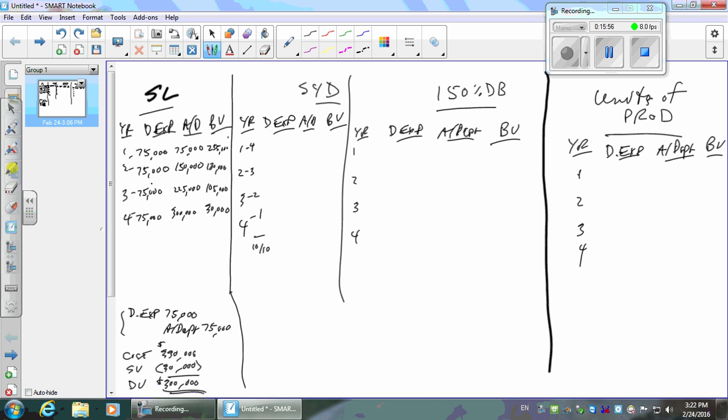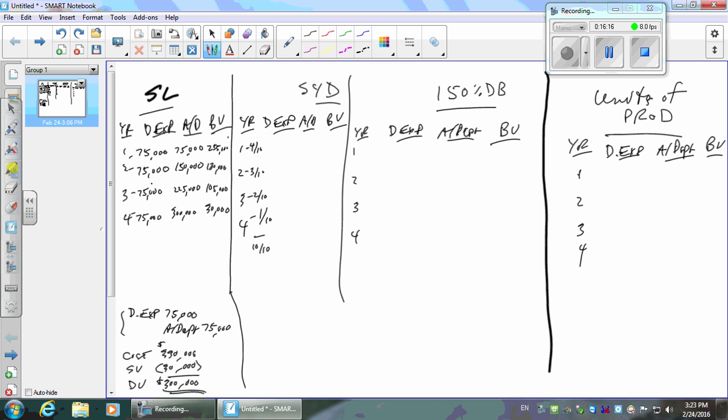So this is going to be 10 tenths. First year we do 4 tenths. Second year 3 tenths. Third year 2 tenths. Fourth year 1 tenth. That adds up to 10 tenths, of course. Again, if it was 5 years, it'd be 15 fifteenths.